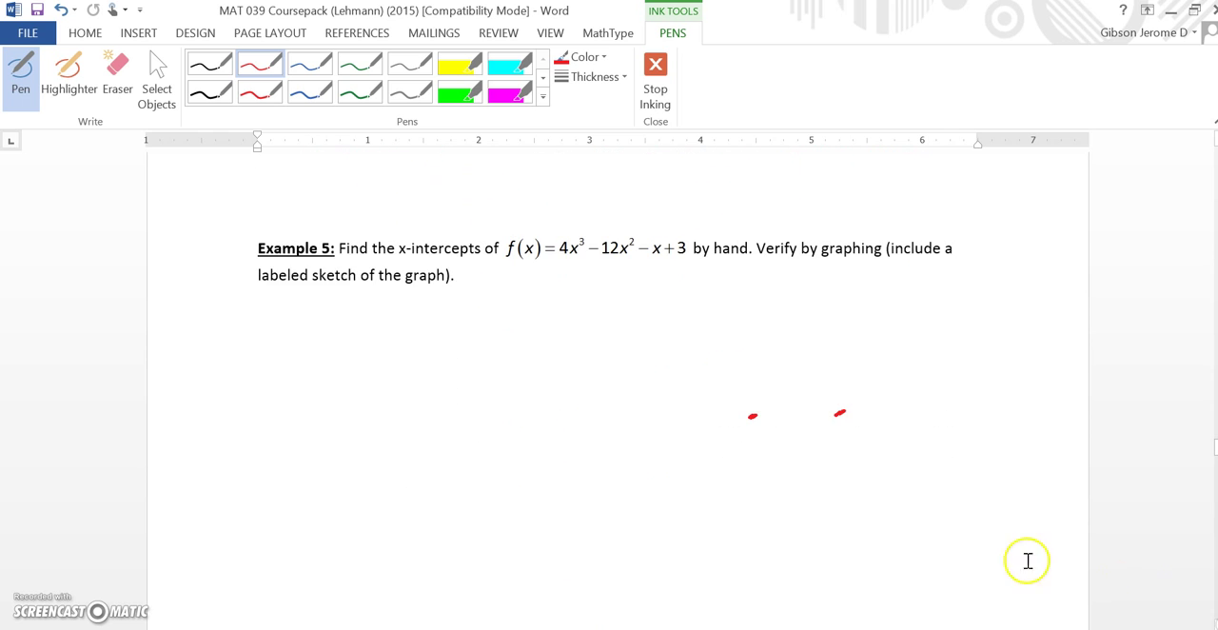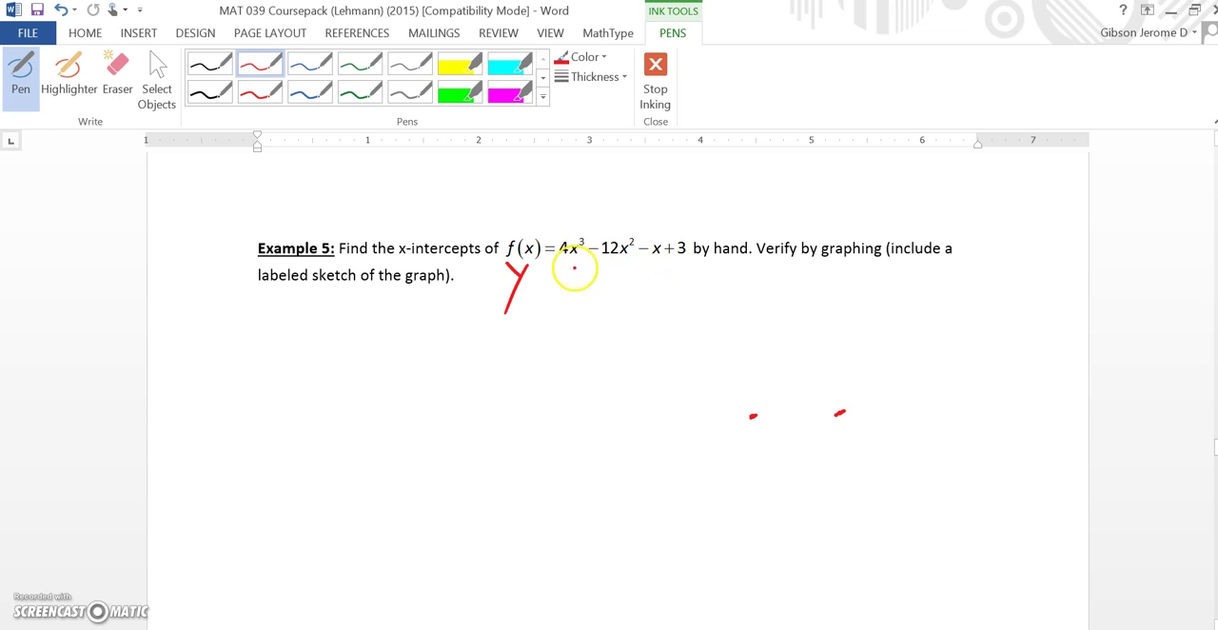Okay, now we go to example 5. It says find the x-intercepts of f of x is equal to 4x cubed minus 12x squared minus x plus 3 by hand. Verify by graph and include a labeled sketch. Okay, first of all, we have 4 values here. But before we even do that, we know f of x is really y.